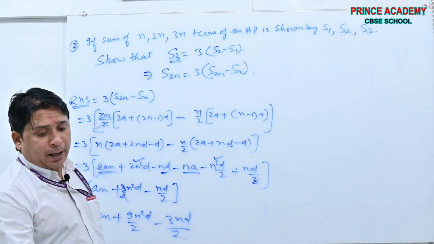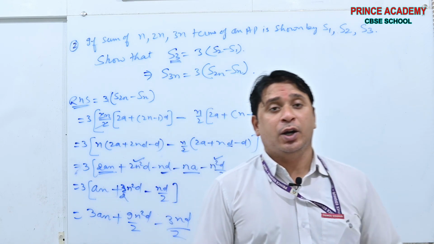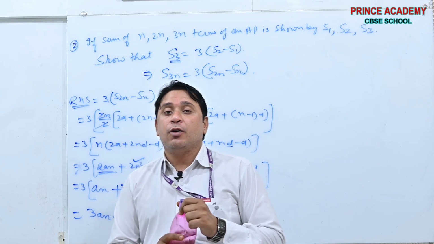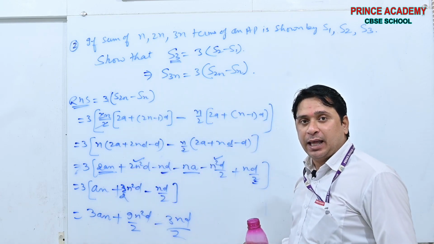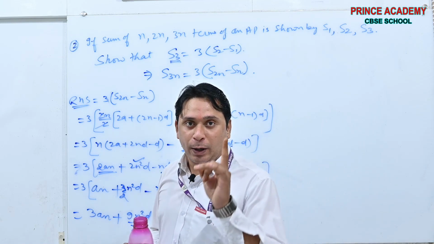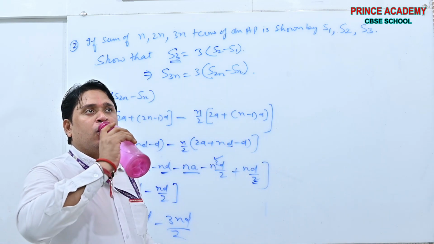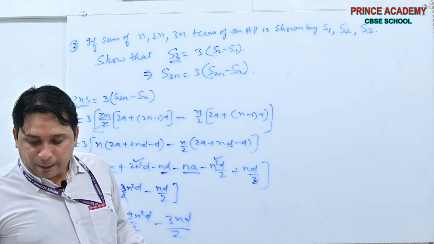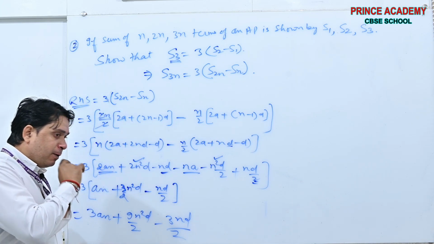If you see beta, the right hand side, what we did? We simply applied the Sn formula and got the result. Okay, you got my point? Done beta? Everybody see what happened here?